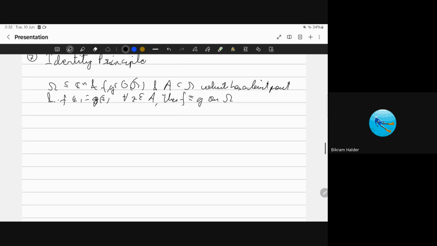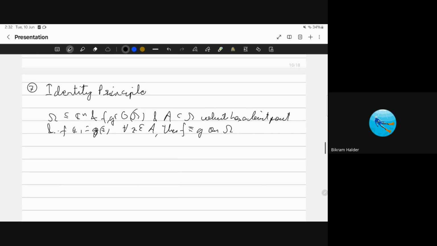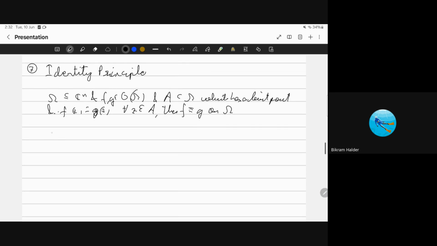Well, it is immediately clear that this is not going to hold true in the multivariable case as it is. For example, consider the function f(z1, z2) equal to z1. This function is clearly holomorphic. It is separately holomorphic in each variable, and so this belongs to O of Cn, say. But if I take A to be equal to 0 cross C, then f(z1, z2) is equal to 0 for all (z1, z2) belonging to A.